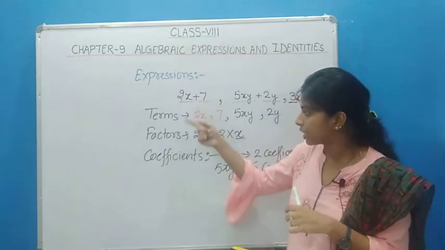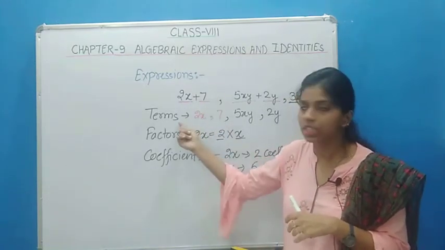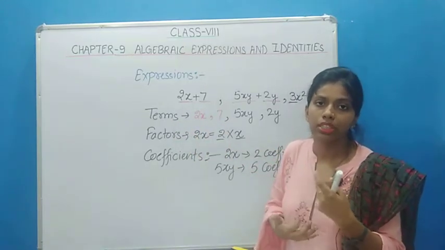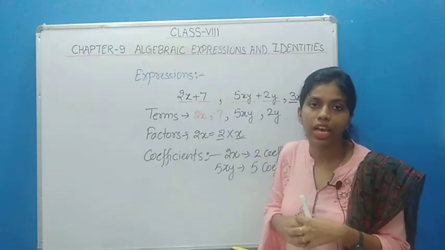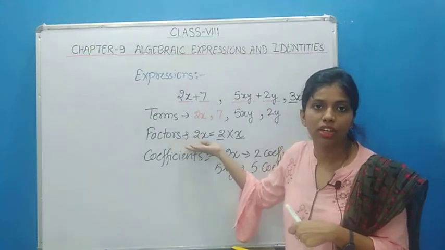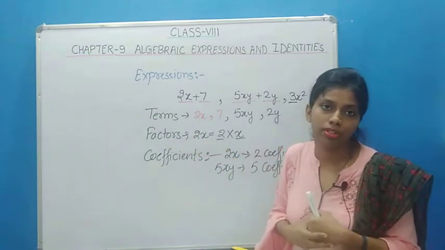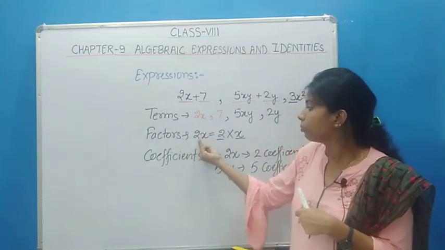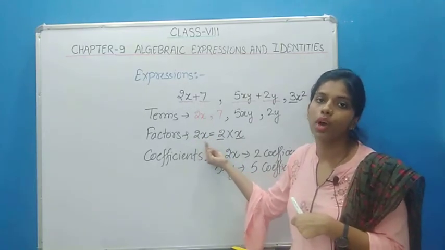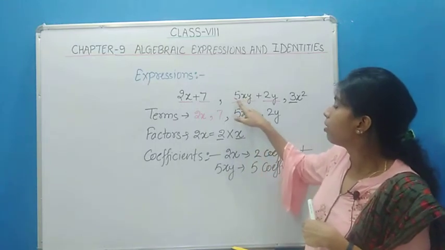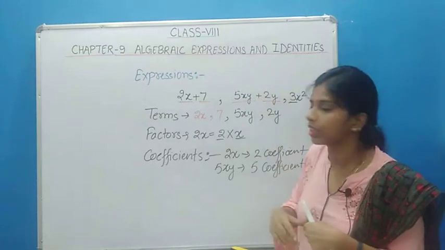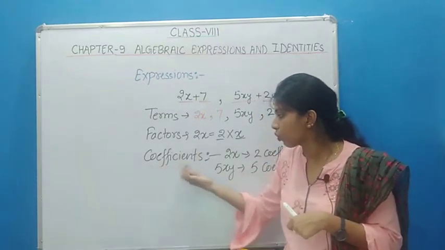So here we discussed three things for the expression. First is terms. It can be 1 term, 2 terms, 3 terms, whatever the number of terms we have in any expression. Second is factors. All terms are made by the product of some factors. Like here we have a term 2x, and this term is made by the product of factors 2 and x. For the term 5xy, the factors are 5, x and y.